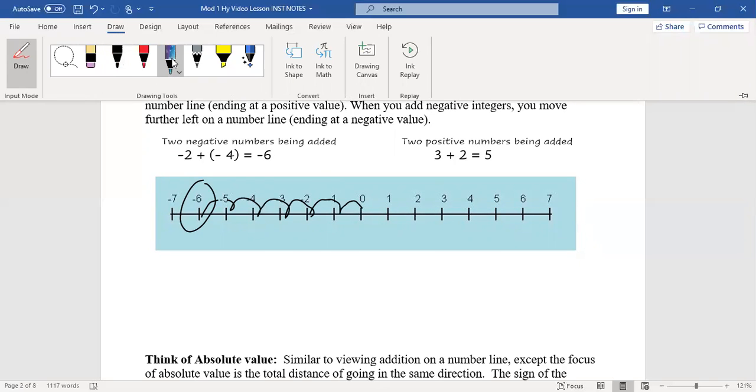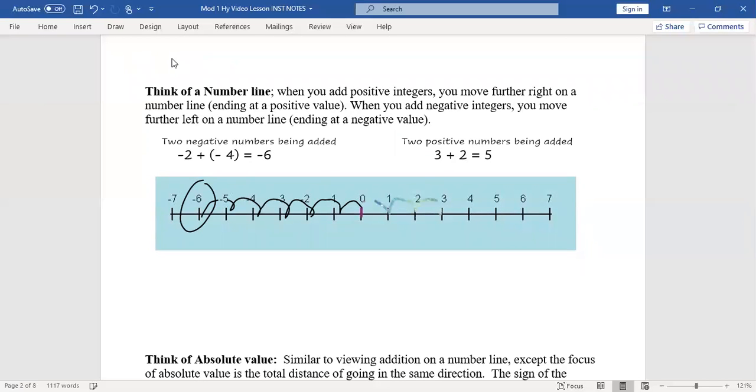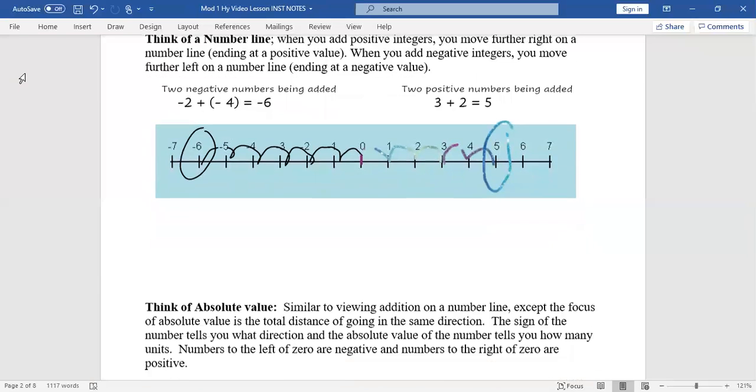So let's say I have 3. So I start at 0 and I go 3 units to the right because 3 is a positive number, and I add to that 2 more positives, which is going to take me to 5 on the number line. So we can always think of adding integers on a number line. If it's a positive number, I'm just moving further right. If it's a negative number, I'm just moving further left.